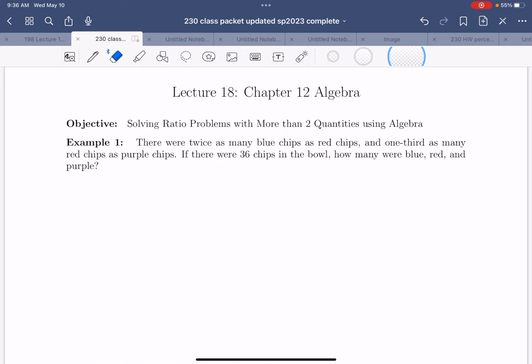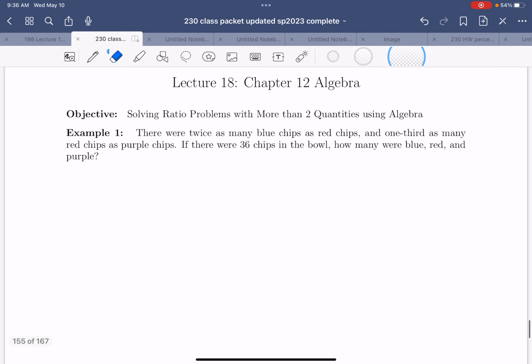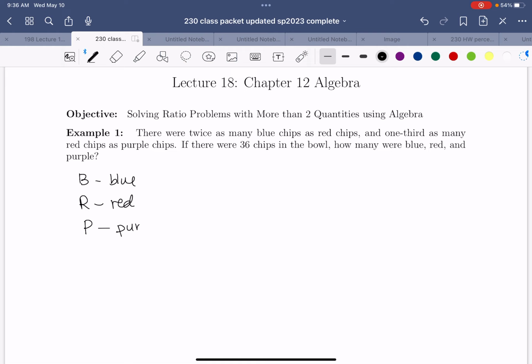In this case, the first step is always to identify your variables. When I read through example 1, what they're asking in the end is how many chips were blue, red, and purple. So B is going to be my letter for blue, R is going to be my letter for red, and purple will be P. So this is me defining my variables: B is equal to blue, R is equal to red, and P is equal to purple.